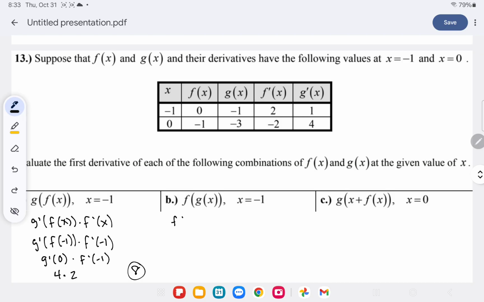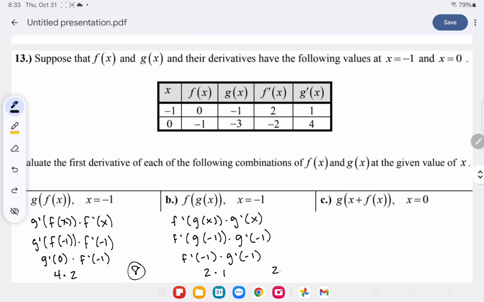Second one, derivative of the outside times the derivative of the inside, and we're doing it all at -1 again. So g of -1 is what we're going to find first. g of -1 is -1. So f prime of -1 is 2. g prime of -1 is 1. 2 times 1 is 2.